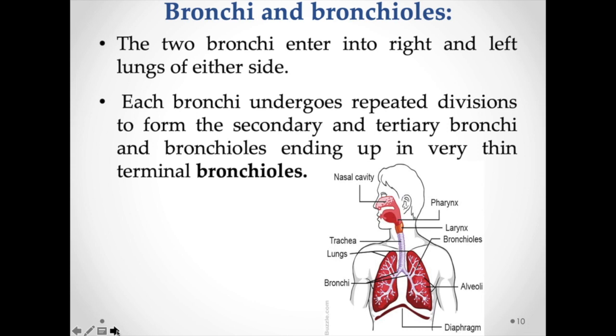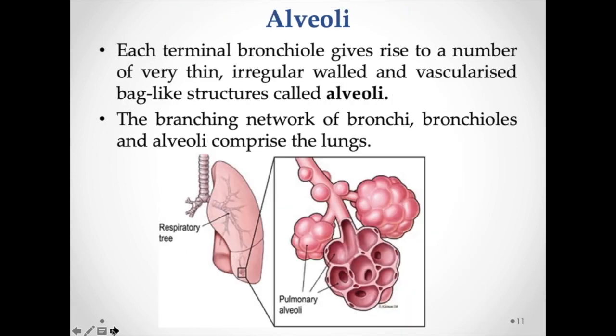The two bronchi then enter the right and left lungs, and each bronchus undergoes repeated divisions to form bronchioles, ending up in the last part, that is the terminal bronchioles. Alveoli. Each terminal bronchiole gives rise to a number of very thin, irregular-walled and vascularized bag-like structures called alveoli. The branching network of bronchi, bronchioles and alveoli comprises the lungs.